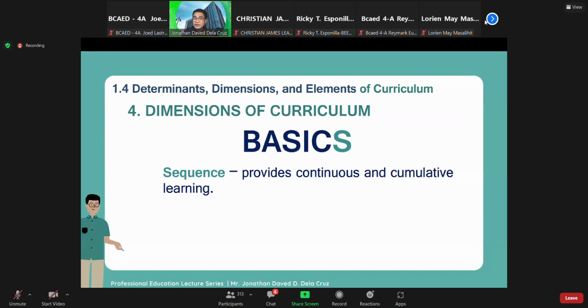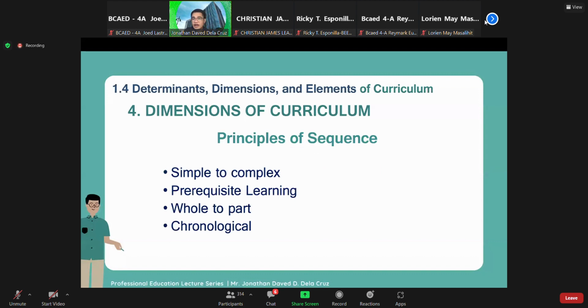The next is sequence. So provides continuous and cumulative learning. Okay. So these are the dimensions of curriculum. Lagi yung tatandaan, basics. Okay? Now, I'm sure na-discuss na din ito sa inyo before, principles of sequence. Principles of sequence depending on the subject matter, ha. Sa science, simple to complex ang approach namin. Simple to complex ang approach.